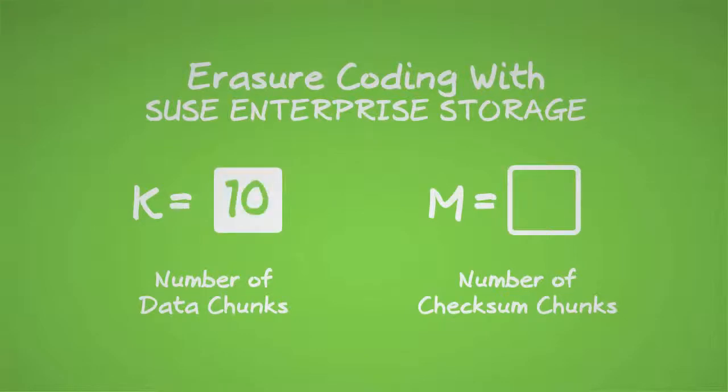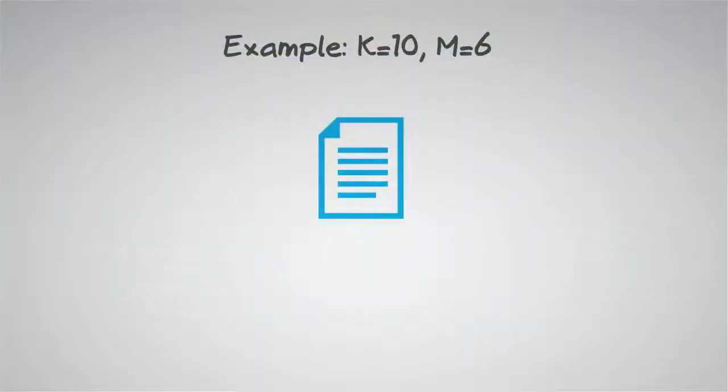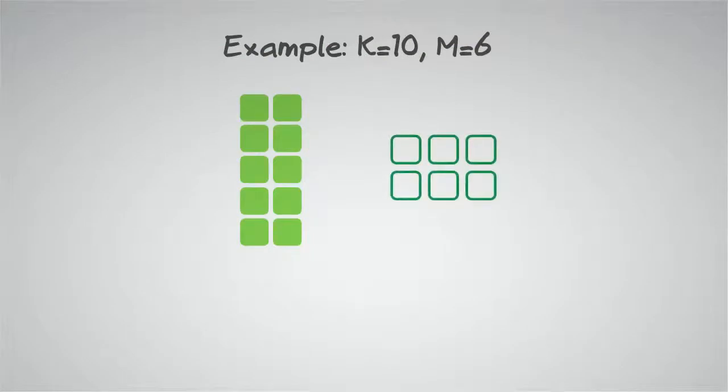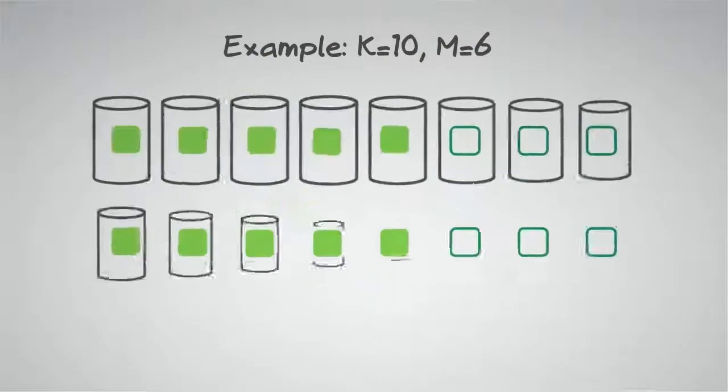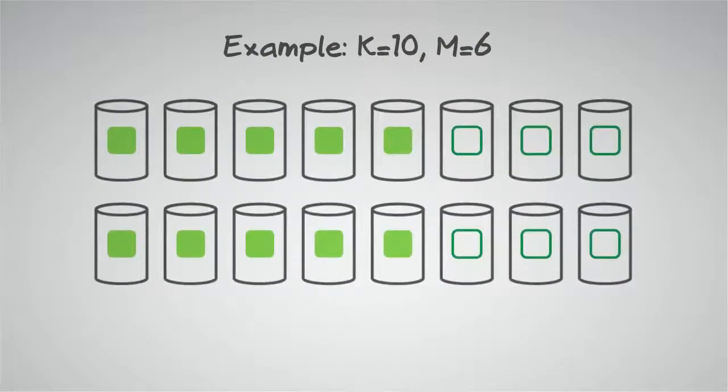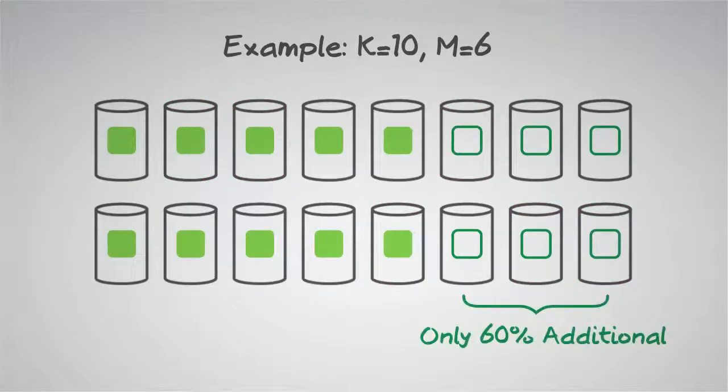For instance, K10M6 is a common choice. Choosing these parameters ensures that the data is divided into 10 blocks and that 6 erasure code blocks are computed, spread over a total of 16 drives. Any 10 of those drives can recover data, which means any 6 drives can fail, and you only need 60% additional storage capacity to get this high level of protection.